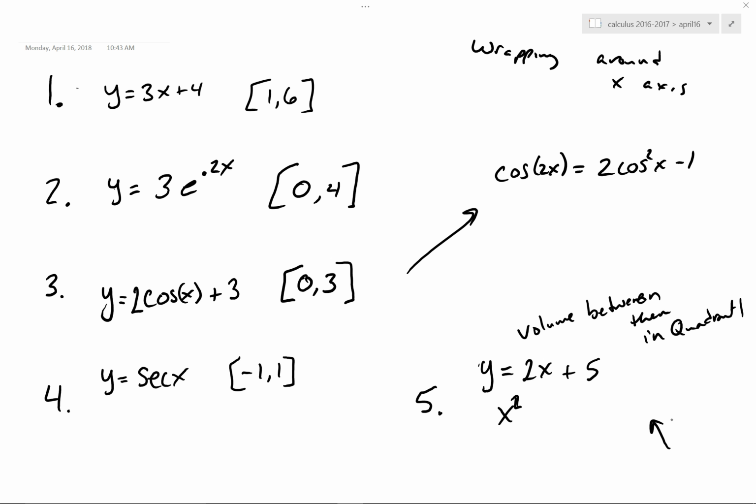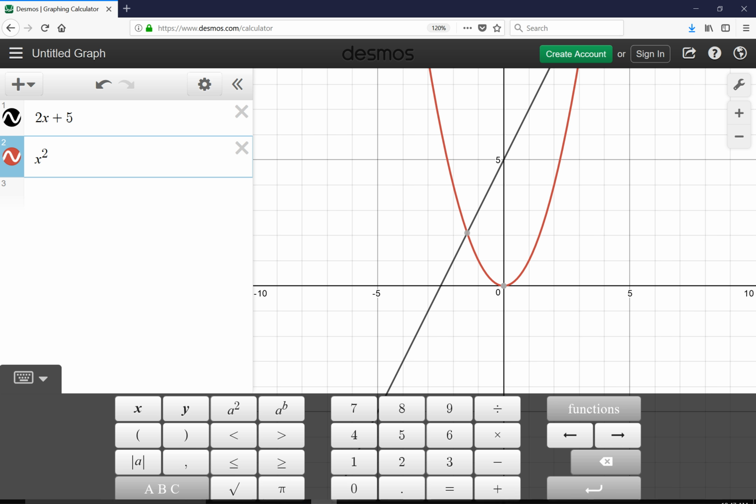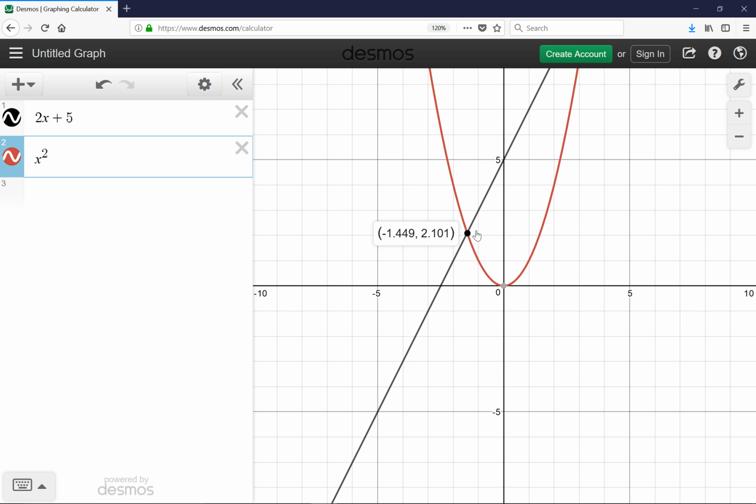Mr. Groom, could I do the whole area between them? In other words, could I go from negative whatever here, negative 1.49, blah, blah, blah, over to wherever they cross the other side? But I just asked for the first quadrant. Okay? So make sure you get that correct. All right? Nice. Piece of cake, yes?